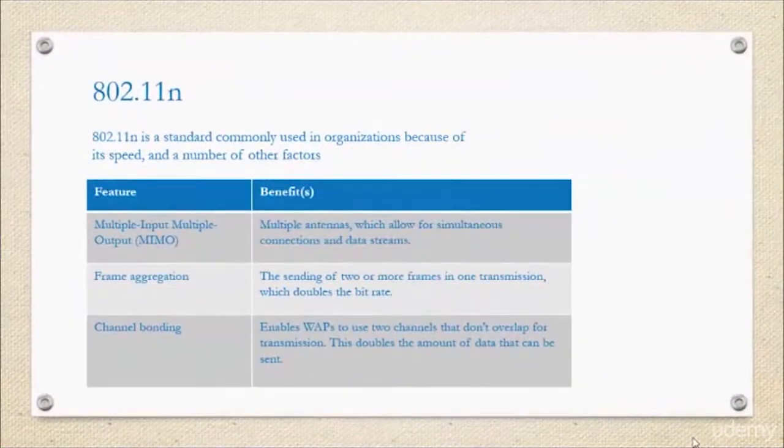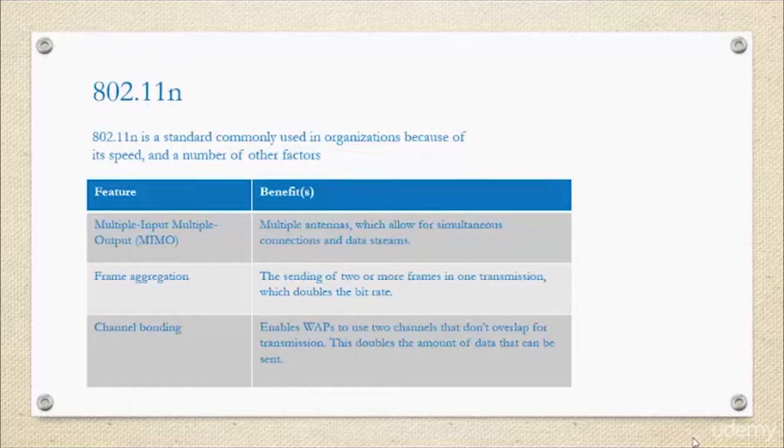All right, so 802.11n is the standard that is commonly used right now. There's actually one that's newer than that. I believe that is 802.11ac, but N is a standard because it's fast. But there's also a couple of other factors too. It supports multiple antennas. So if you have a wireless router at home, simultaneous connections and data streams can flow into that wireless router. And it also supports frame aggregation, which is just sending 2 or more frames in one transmission. So the same radio signal can double your bit rate.